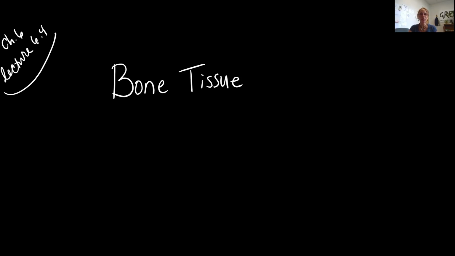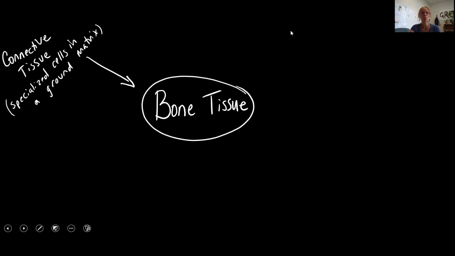Our topic for this video is bone tissue. So bone tissue is, of course, an example of connective tissue. Connective tissues, by definition, are specialized cells located in a ground matrix. So we'll be talking both about the ground matrix and also about those specialized cells in this video.